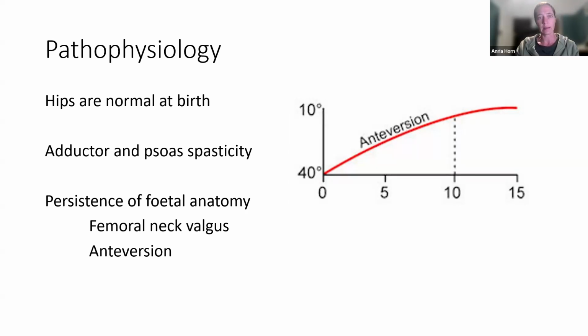And then another factor is the persistence of fetal anatomy. So babies are born with increased femoral anteversion of approximately 40 degrees, as well as femoral neck valgus. And this all normalizes as these children start to walk. So the CP patients, the non-ambulant ones, never walk. Therefore, those normal forces that lead to remodeling of the proximal femur never occur. So they've got these persistent anteverted, valgus femoral necks.